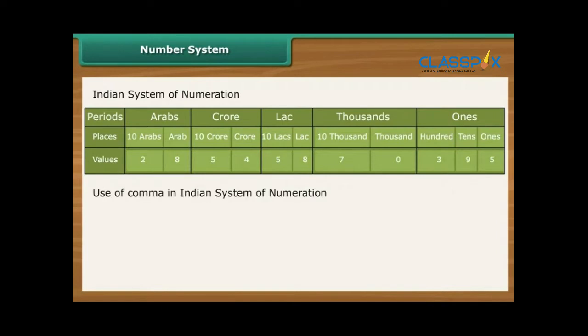Comma is used to mark thousands, lakhs, and crores. The first comma comes after hundreds place, 3 digits from the right, and marks thousands. The second comma comes 2 digits later, 5 digits from the right. It comes after 10,000's place and marks lakh. The third comma comes after another 2 digits, 7 digits from the right. It comes after 10 lakh.